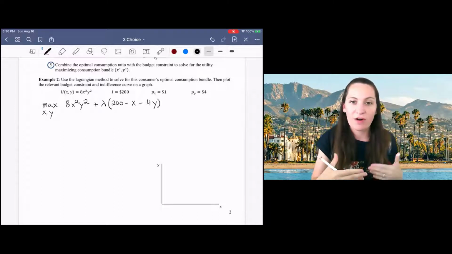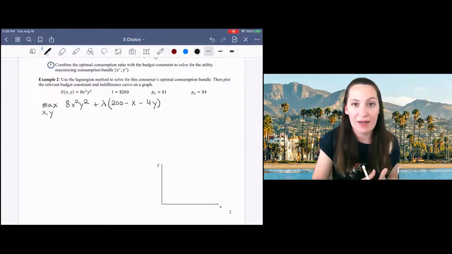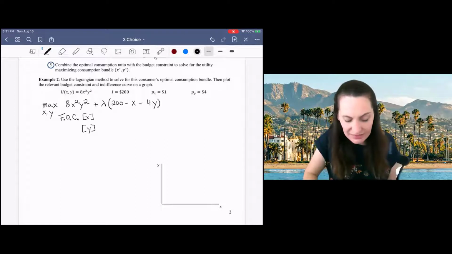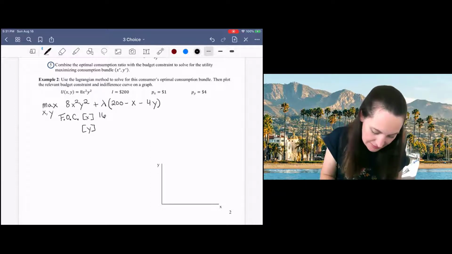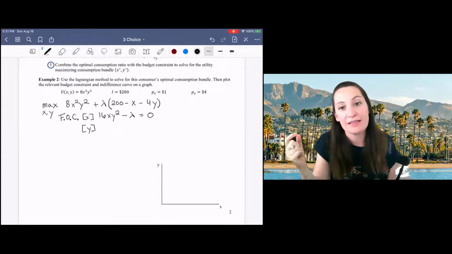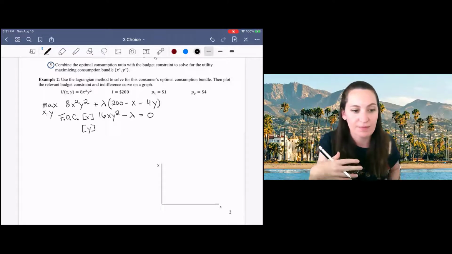To solve it, the first step is to find the first order conditions, which means to take the partial derivative with respect to both choice variables. I like to write here first order condition with respect to x and with respect to y, just to keep everything straight. When I take the derivative with respect to x, I get 16xy squared minus lambda, and I'm going to set that equal to 0. Because in order to find the maximum of a function, remember we want to set the slope equal to 0. The intuition here is that we take the derivative, set it equal to 0, and that helps us find our maximum utility or our optimal choice.